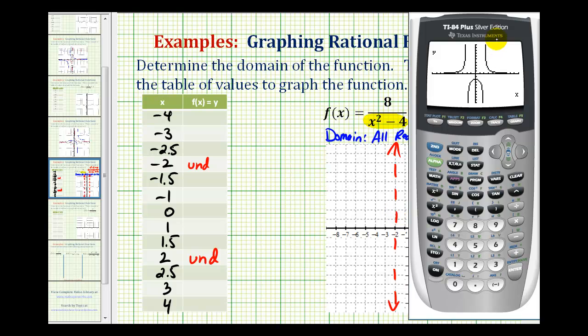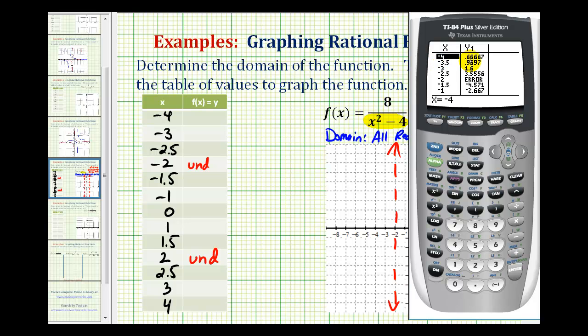And now we'll use the table feature to complete this table. So we're going to press second window to set up our table. Let's go ahead and start at negative 4. Instead of the change in the table being 1, notice how I changed it to 0.5 because we do have some decimals here. We want the independent option to be automatic. And now we'll press second graph for the table of values. Notice the y values or function values are decimal approximations, so we'll go ahead and round to 2 decimal places when completing the table, which can be helpful for graphing.